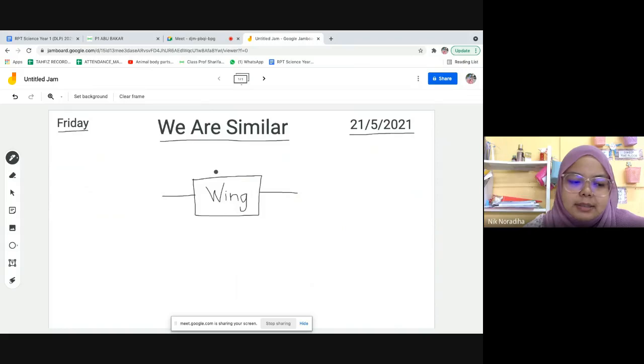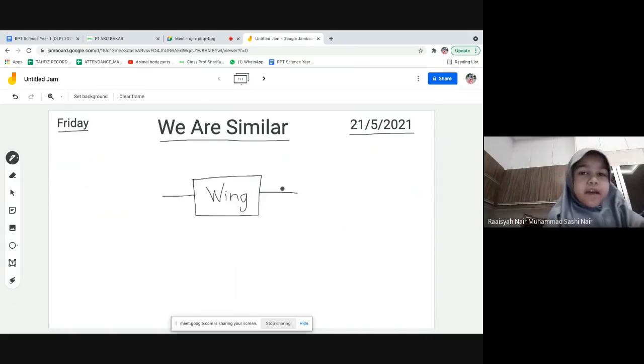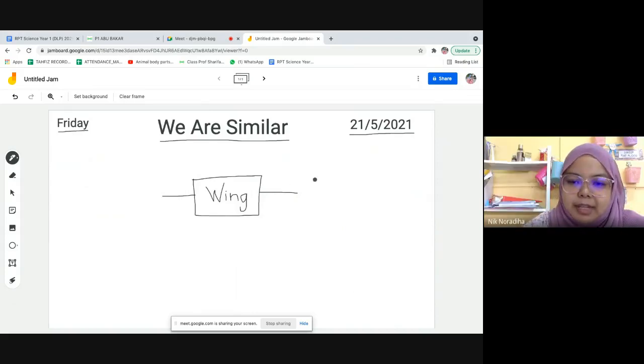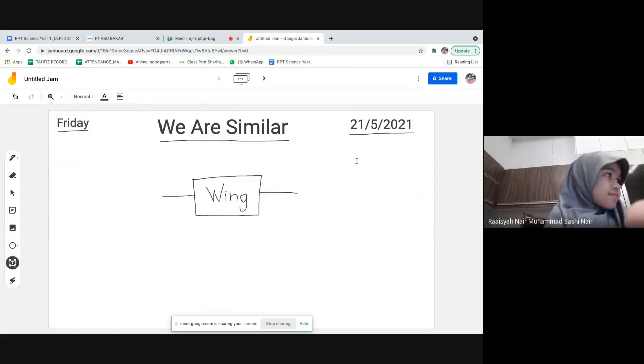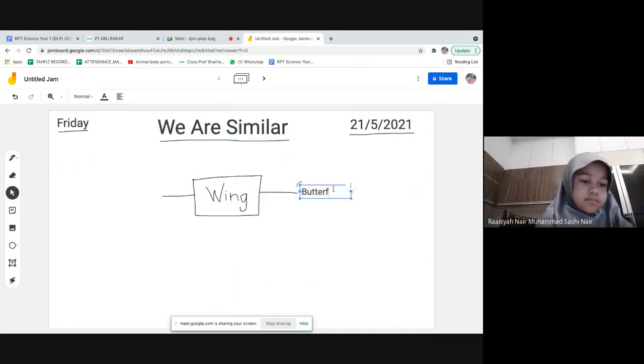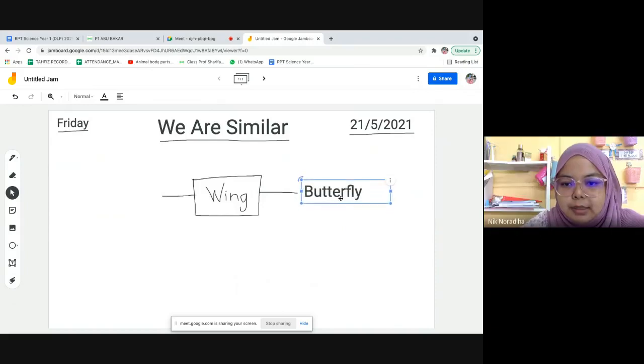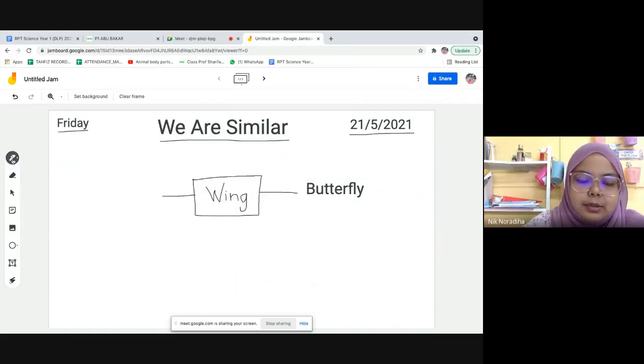Okay, Raisha. Can Raisha give teacher one animal that has a wing? Butterfly. Butterfly, good job. Thank you, Raisha. Right, you can do like this. Then you can draw a box around.